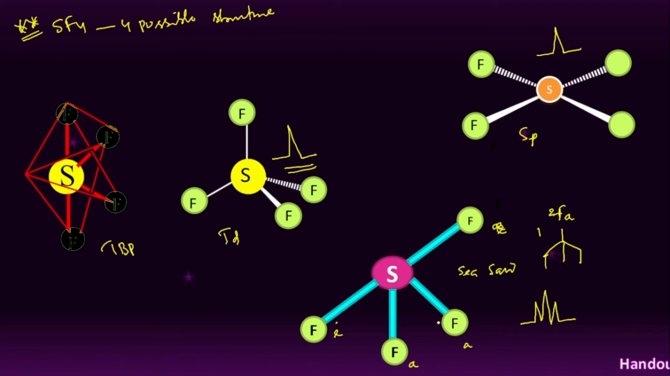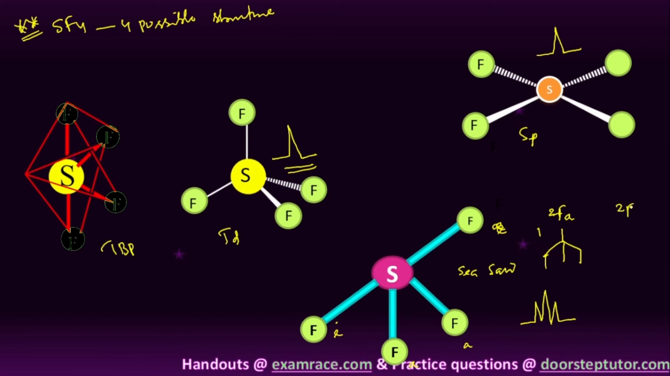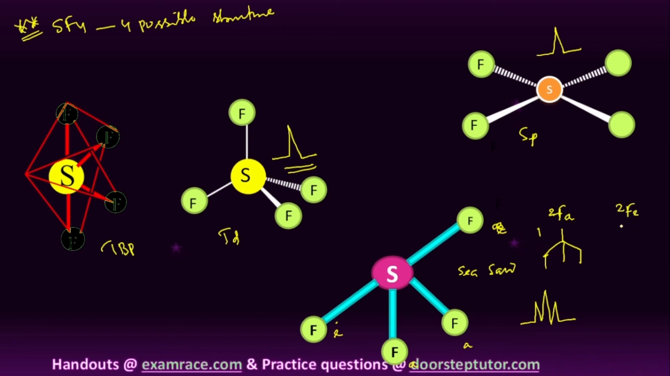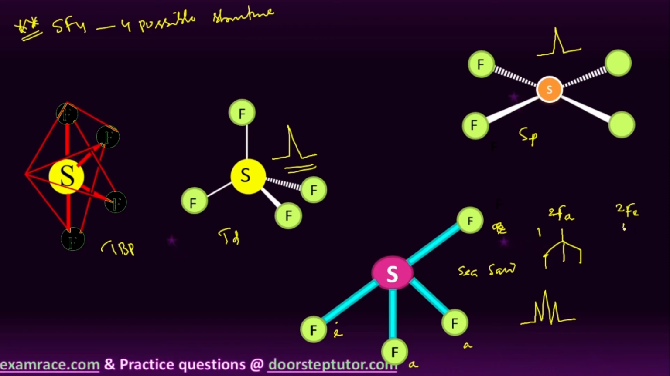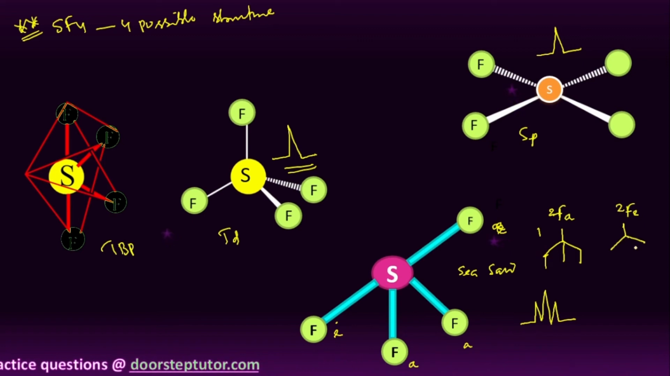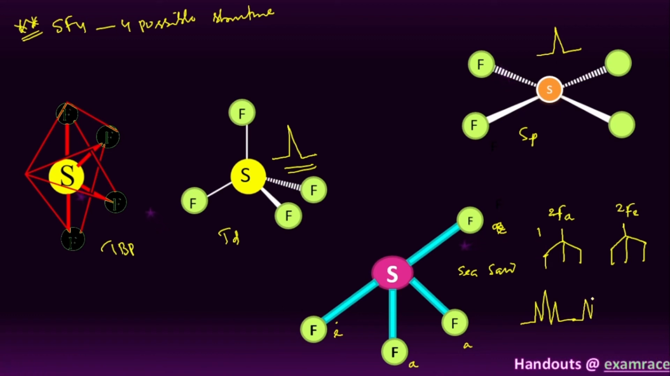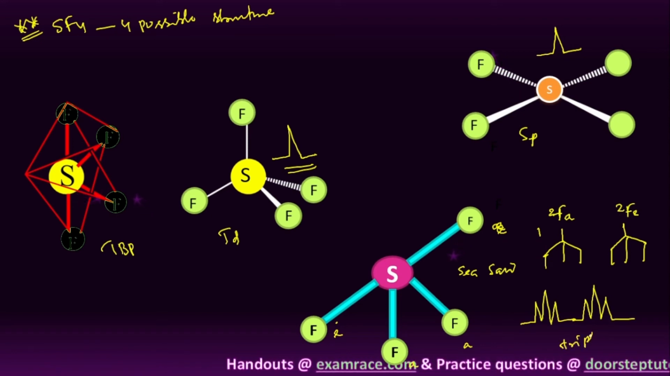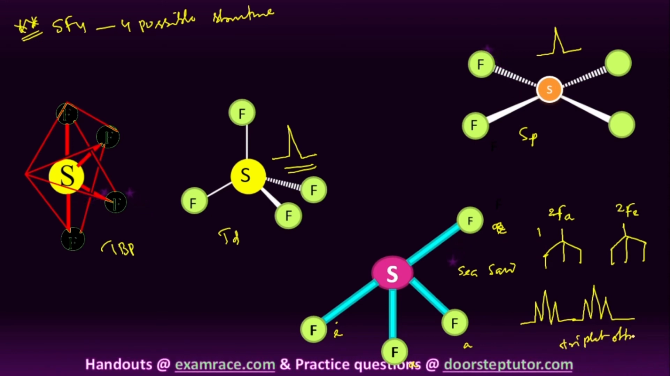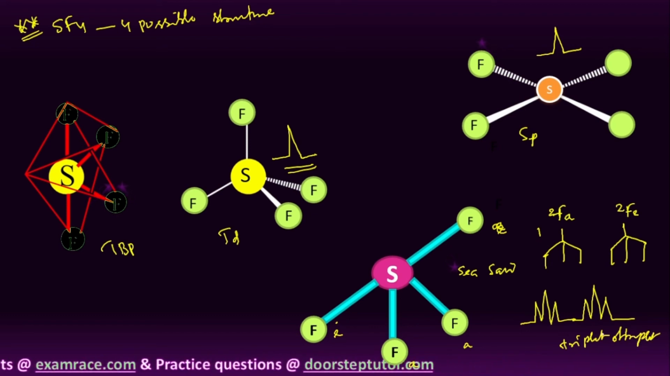Next, here you can see the axial set and the equatorial set of fluorine atoms. We have two equatorial fluorine atoms, and these are coupled with the two axial fluorine atoms. According to the n plus 1 formula, it gives a triplet. Therefore, in the seesaw model, it gives a triplet of triplets in NMR spectroscopy.